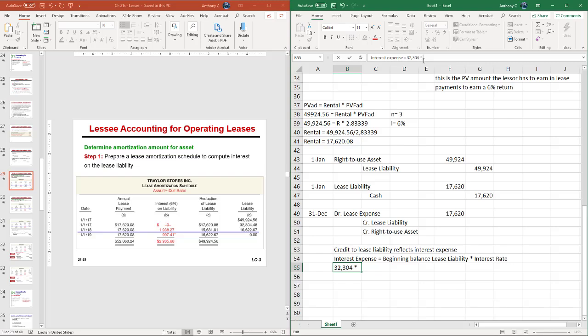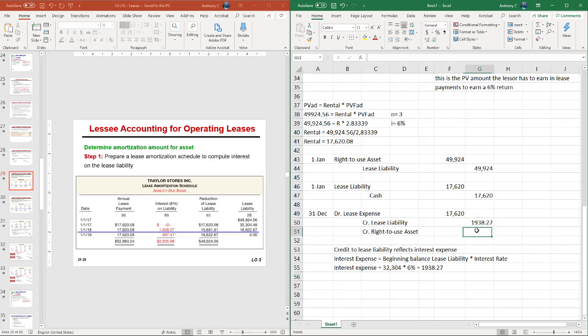Right, we'll multiply that by our interest rate. The interest rate we use to discount the lease payments back to present value was 6%. This was the implicit interest rate. And so if we did that, we would get out to $1,938.27. So we'll make a credit here for this $1,938.27. Sorry, typo here.